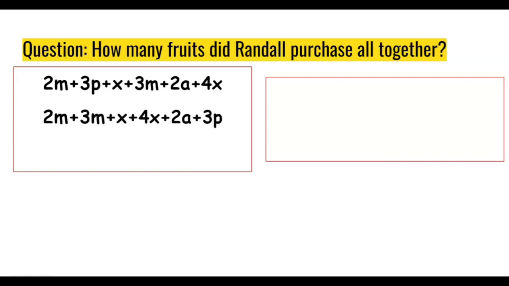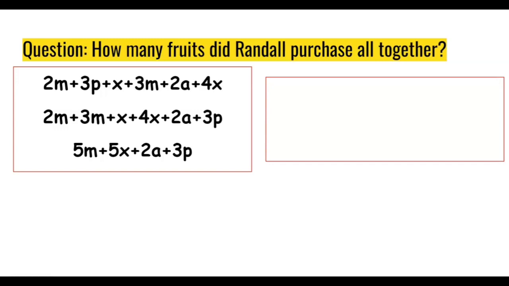If we regroup or rearrange the terms so that the terms that have the same variables are beside each other, then we can simplify, because 2M plus 3M, which would be 2 mangoes plus 3 mangoes, would be the same thing as 5 mangoes. So we can write 5M. The same thing for bananas. 1 banana plus 4 bananas would be 5 bananas. Banana is equal to X, so therefore 5 bananas would be the same thing as 5X.